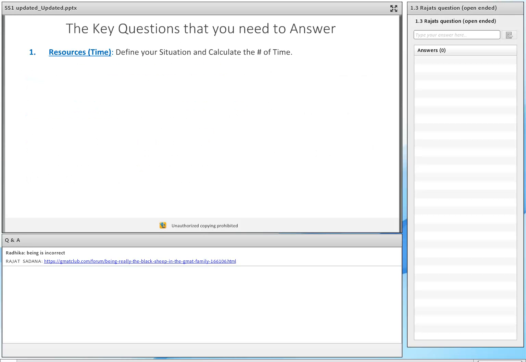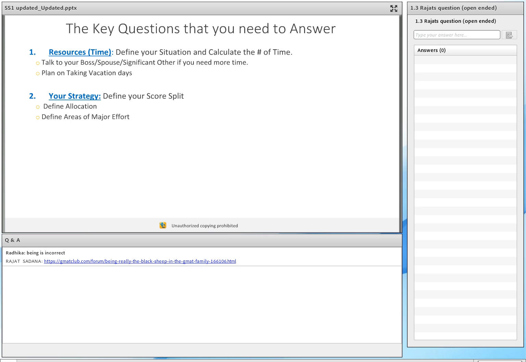So let's summarize all of this. If you want to get to that 760 score, you need to figure out how much time you need and get a realistic estimate using a tool such as GMAT Planner. And if you need more time, create more time. The two ways of doing that are taking some time off work or creating some time from your personal life. Make sure you have a solid strategy. Make sure you get good resources.